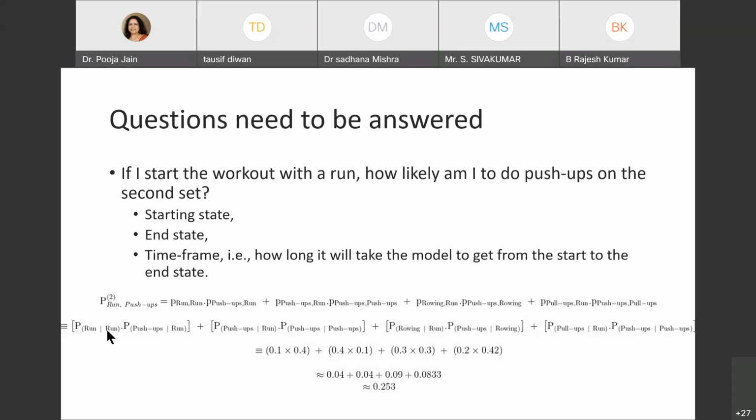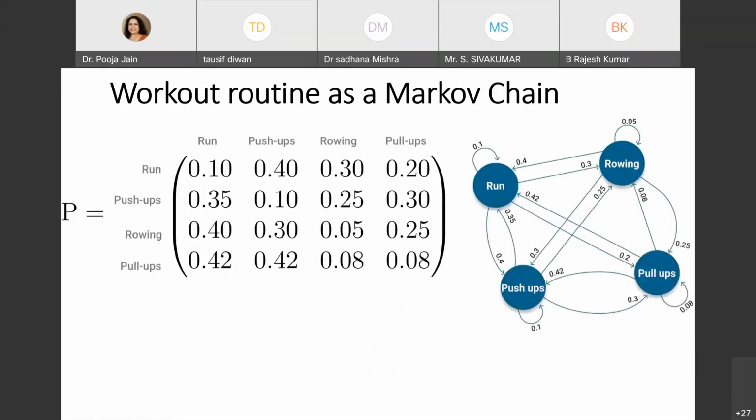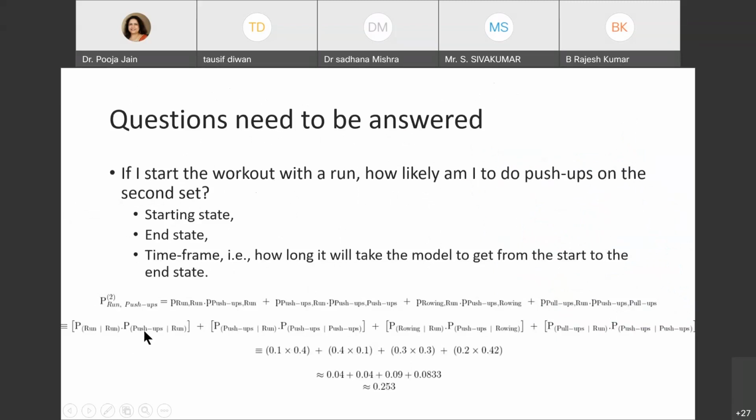So this is the probability of running after running. What is the probability? 0.1. Then the probability of push-up after run. What is this? The probability of push-up after run is 0.4. So what is happening over here? 0.1 is getting multiplied by 0.4.